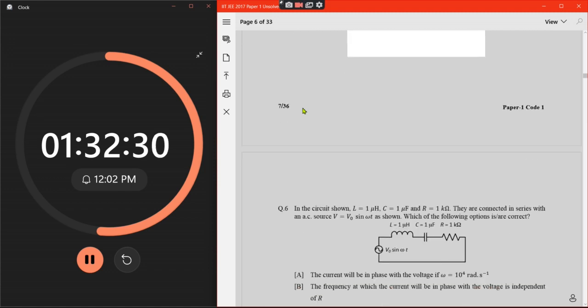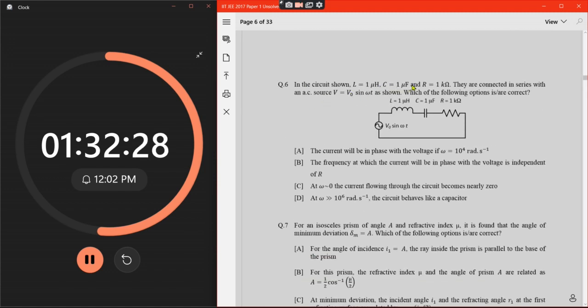Sixth. In the circuit shown, L equal to this value, C equal to this value, and so on, connected in series with an AC source V equal to V naught sin omega t. So the following options are correct. The current will be in phase with the voltage at omega equal to 10 power 4 radians per second. Omega is given, the voltage is given, the inductor is given. The current will be in phase with the voltage if omega satisfies this condition. So we need 1 upon C omega equal to L omega.